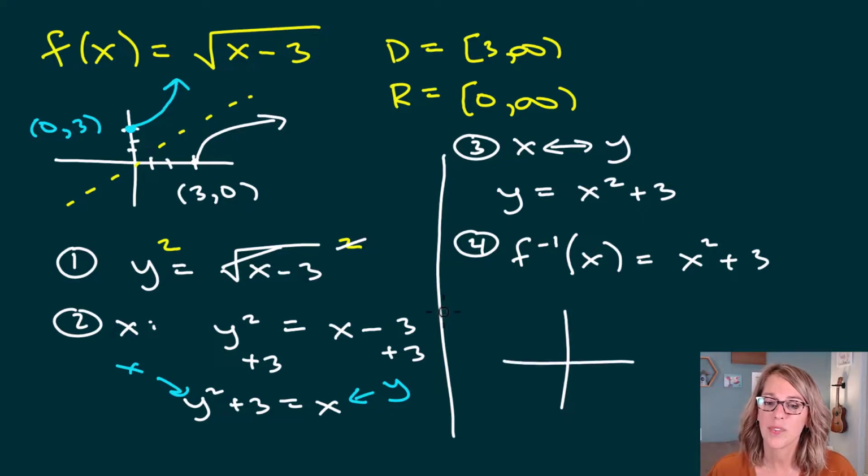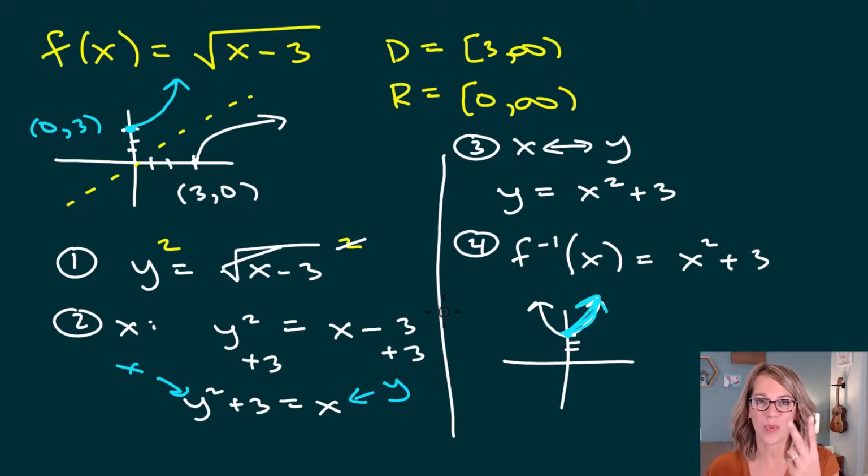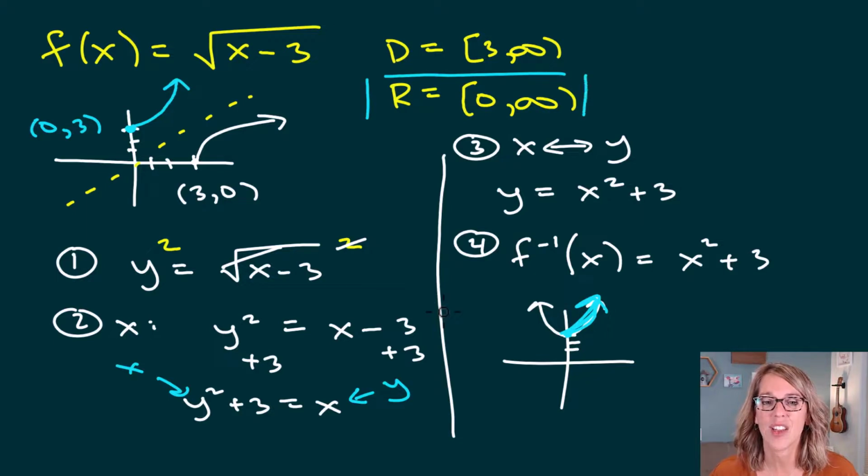But x squared plus 3 is my entire parabola shifted up 3. So it looks like this. I only want half of my parabola. I just want this half over here on the right-hand side. Well, to do that, remember the xy swap. I need to take the range of my original function, and I'm going to write that as the domain.